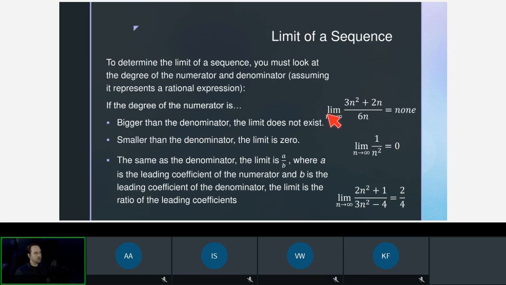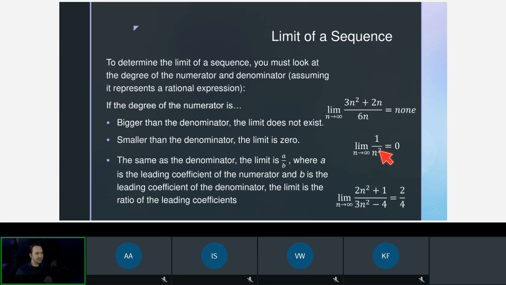Looking at this, we have a limit as n goes really big of a fraction. If it's top heavy, if the power is larger in the numerator than in the denominator, the limit is none, because if you graph this, it would go to infinity. So that means there's no limit, just like on the previous page.